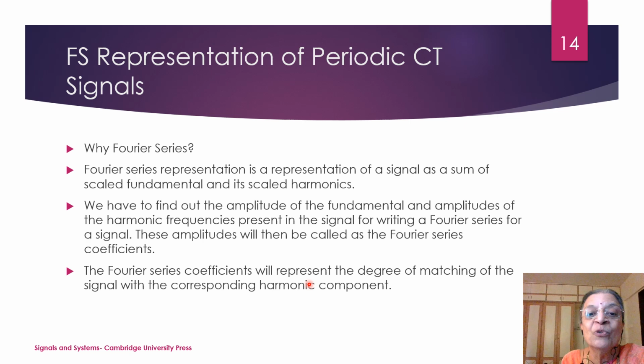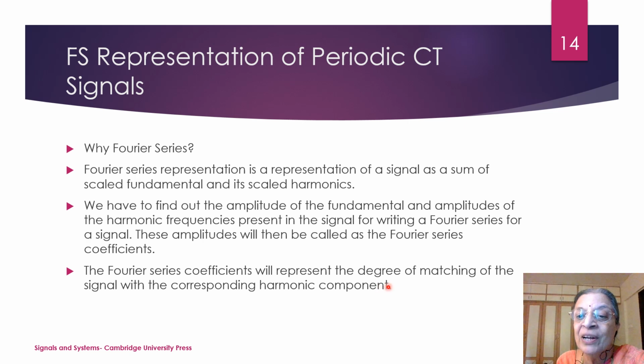The Fourier series coefficients represent the degree of matching of the signal with the corresponding harmonic component. So what we do is we have basis functions. Basis functions means we have some scales. What are these scales? I have one scale as the fundamental, a second scale as the second harmonic, and a third scale as the third harmonic. Now I use that scale and try to measure the signal.